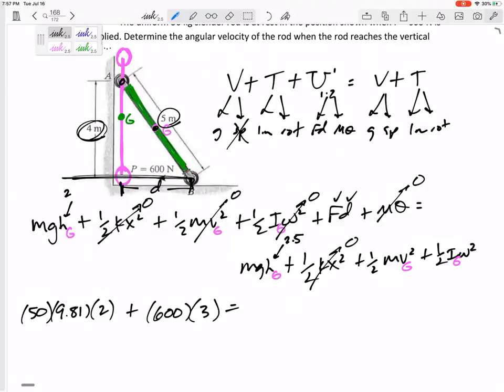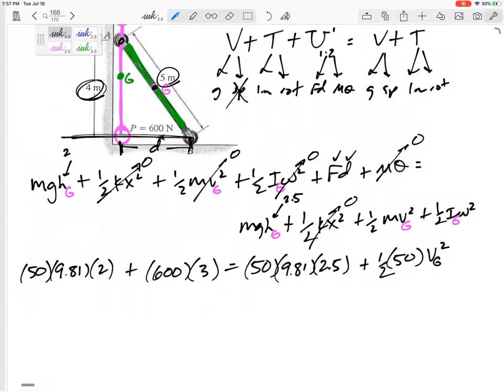On the right-hand side, we have mg. And remember, it says visualize that height of the center of gravity is 2.5 meters. Plus 1/2 m vg squared. I don't know that. I wasn't really given that. I don't know if that is right off the top of my head just yet. So let's write it as vg.